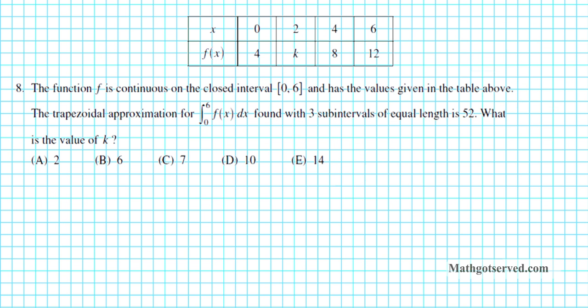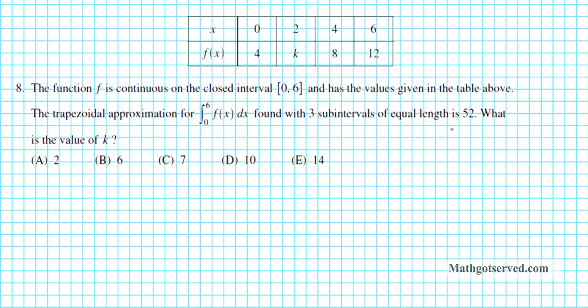Alright, so for number 8, it says the function f is continuous in the closed interval 0, 6 and has the values given in the table above. The trapezoidal approximation for the integral from 0 to 6 of the function, with 3 subintervals of equal length, is 52. What is the value of k?